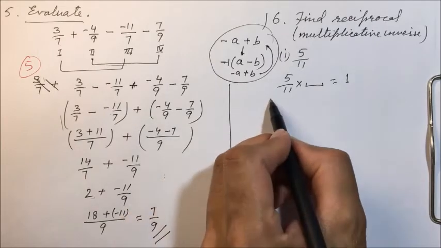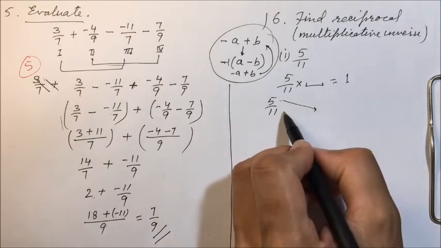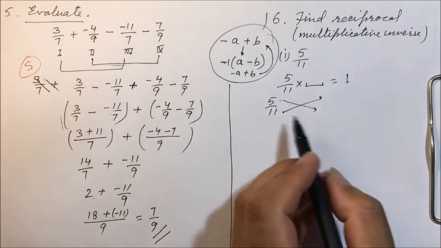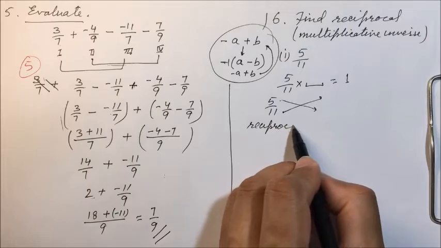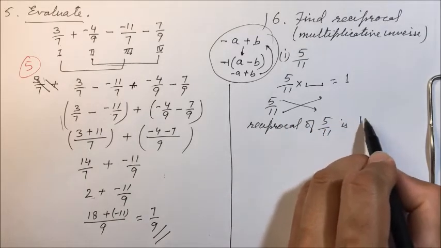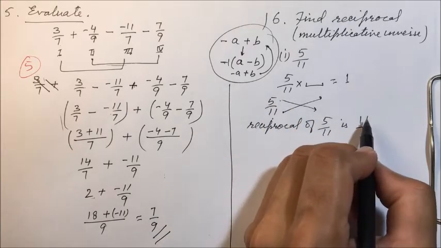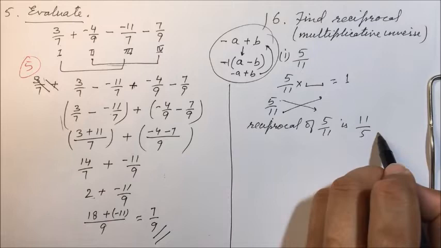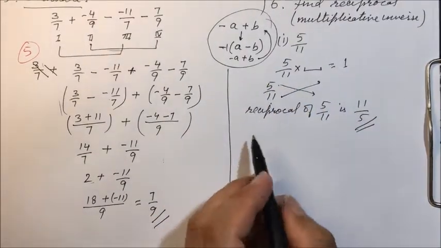So when we are taking the multiplicative inverse, the numerator becomes denominator, denominator becomes numerator. So its multiplicative inverse, or we can say the reciprocal of 5 upon 11, is 11 upon 5. The numerator becomes denominator, denominator becomes numerator. So the reciprocal is 11 upon 5. If it is correct, give 1 mark.